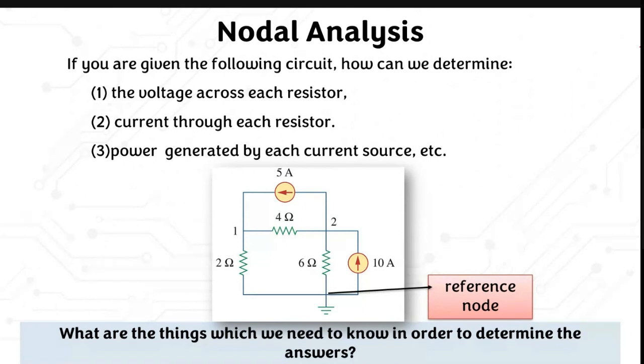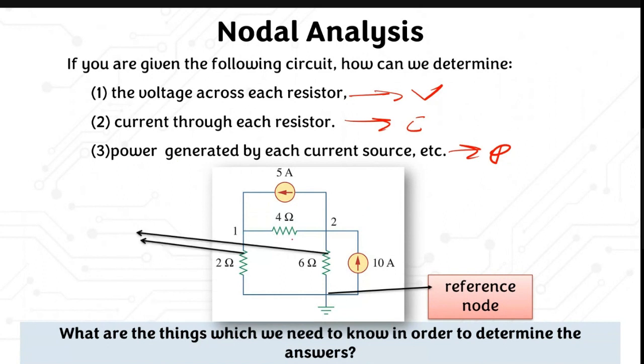Okay, so nodal analysis. If you are given the following circuit, how can we determine the voltage across the resistor, the current, and also the power? This is a common thing about the circuit that you need to know: the voltage, the current, and how much power your circuit has. So for example, if you have this circuit, what are the things we need to know in order to determine the answer?